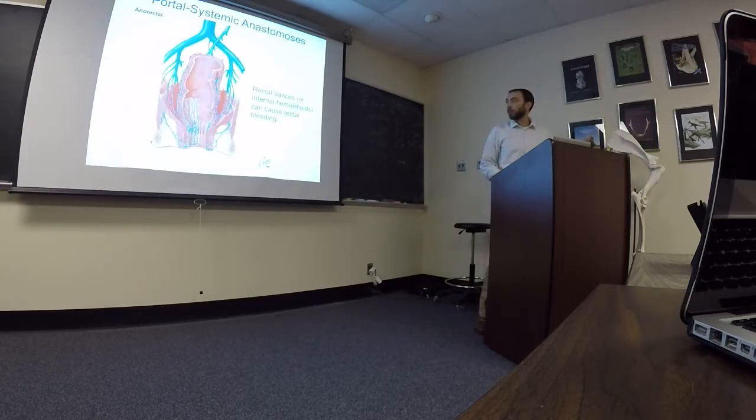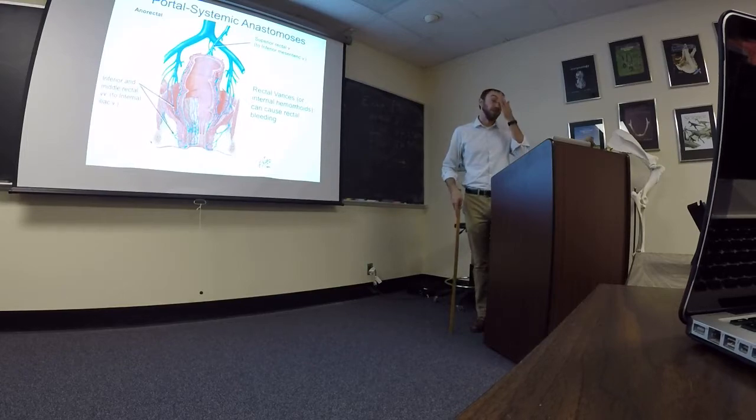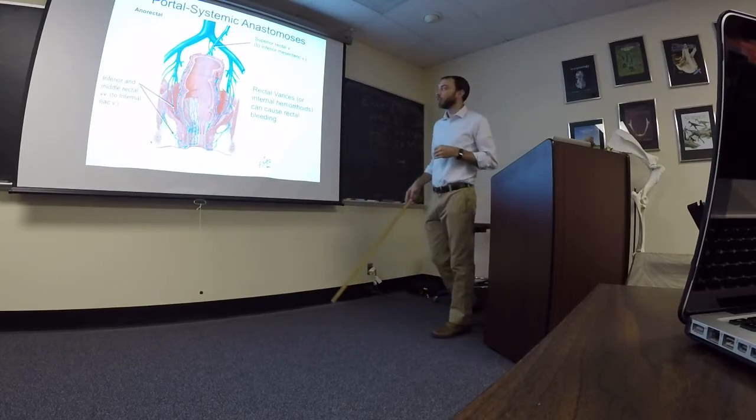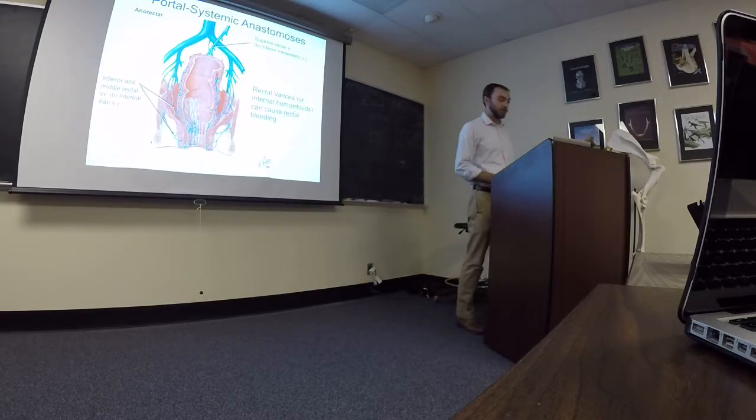Similar thing for the anorectal region, so we can get blood flowing through the superior rectal veins into the inferior and middle rectal veins, and this is the cause of rectal varices or internal hemorrhoids.